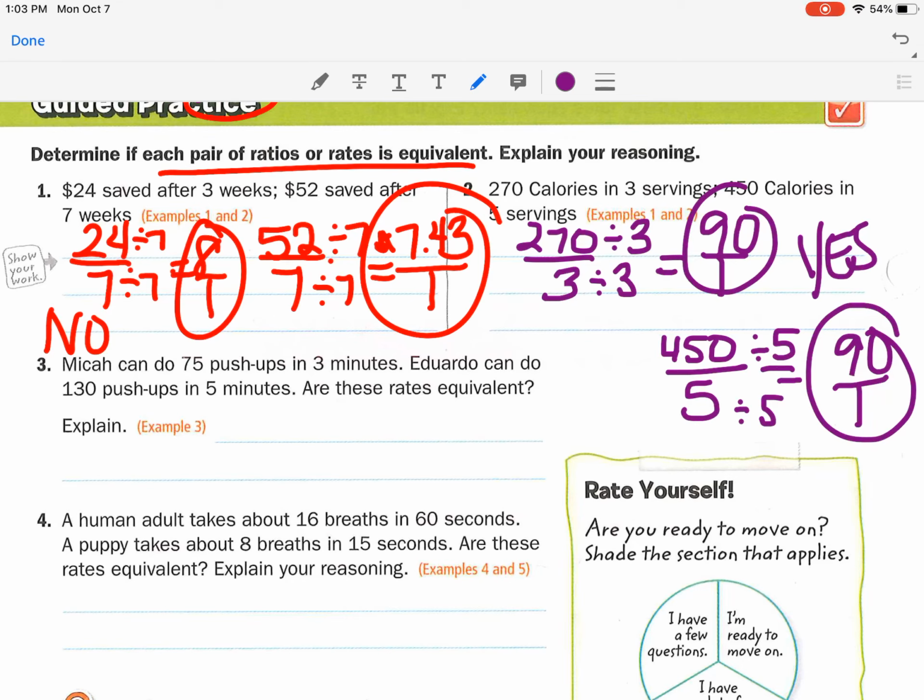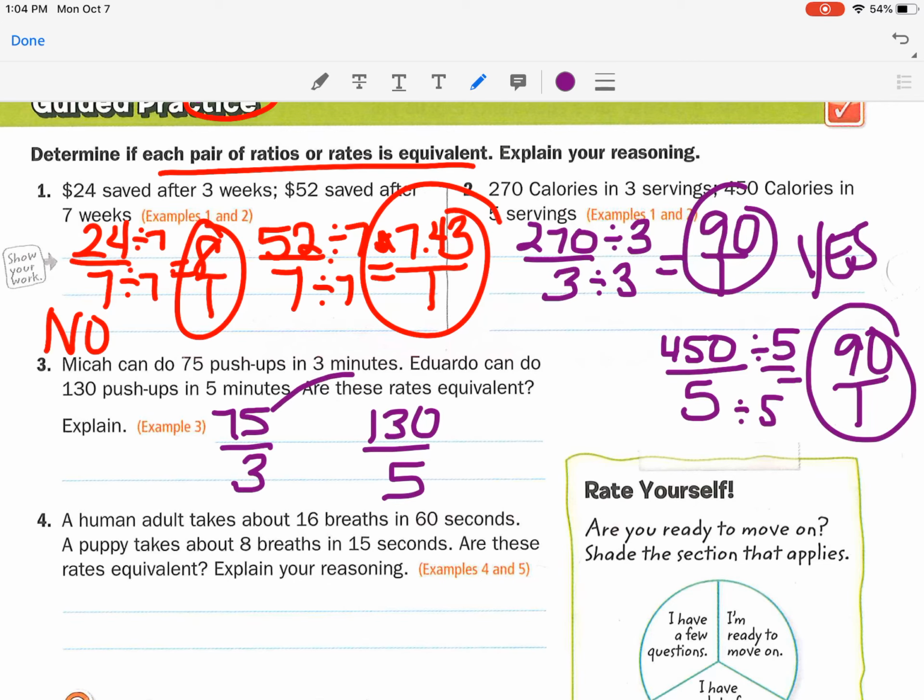Okay, so with this next one, number 3, we're actually going to look at comparing the rates together as equivalent fractions. So Micah can do 75 push-ups in 3 minutes, and Eduardo can do 130 push-ups in 5 minutes.